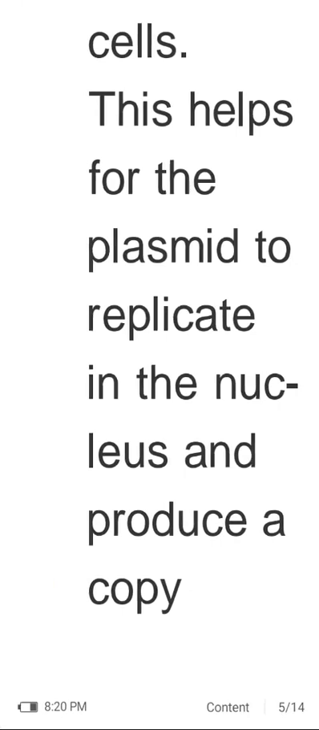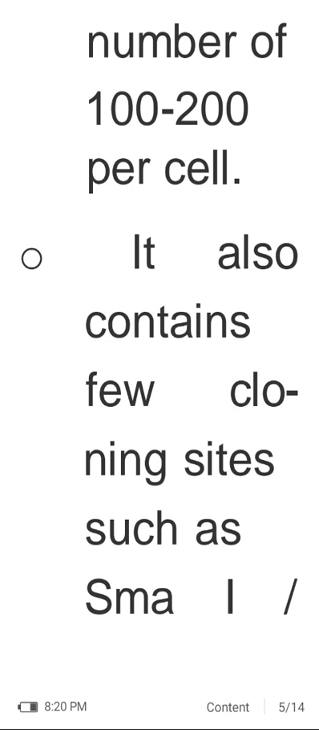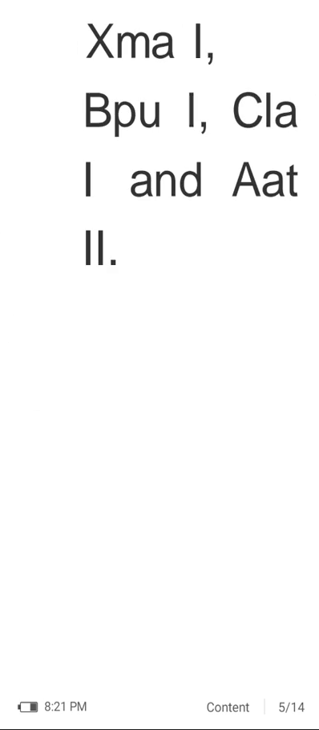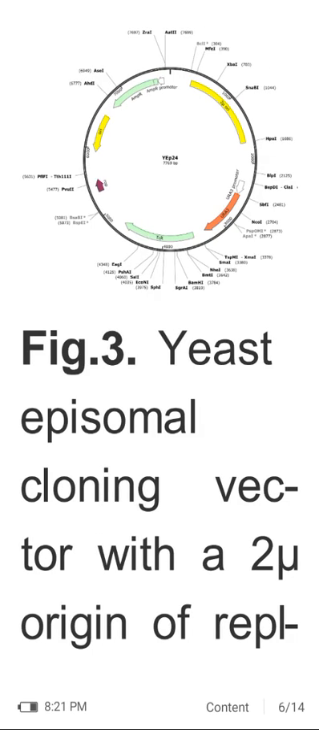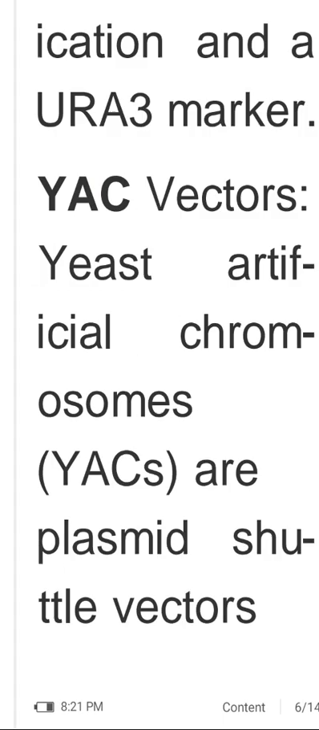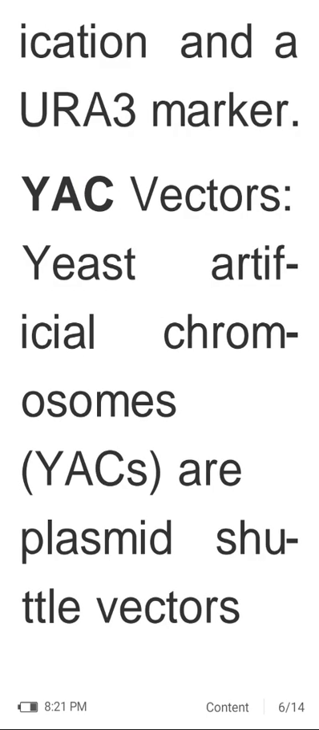This helps the plasmid to replicate in the nucleus and produce a copy number of 200 per cell. It also contains a few cloning sites such as SmaI, XmaI, PpuMI, ClaI and AatII. A yeast episomal cloning vector with a 2 micron origin of replication and a URA3 marker.